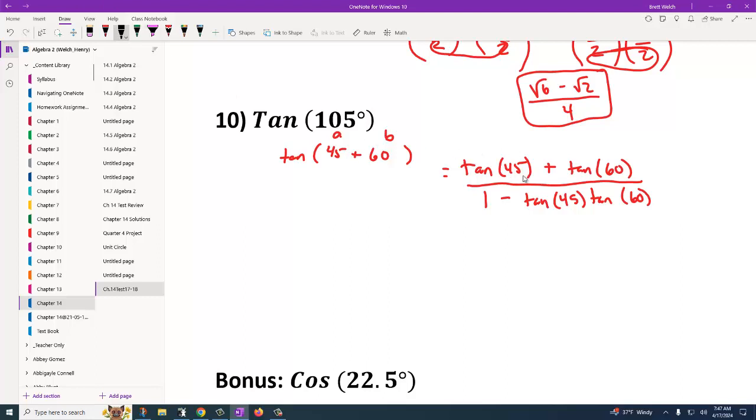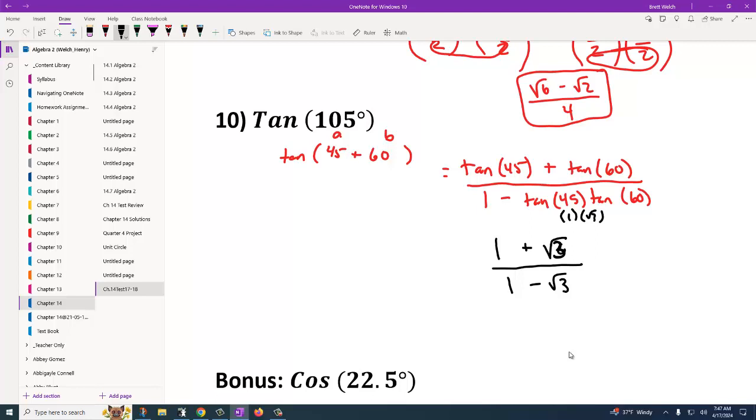What is the tangent of 45 degrees? 1. Plus the tangent of 60, which should be the square root of 3, all over 1. Remember, tangent of 45 is 1. Tangent of 60 is root 3. If I multiply those together, it should be minus root 3. If you give me this answer, you're going to get most of the points right now.